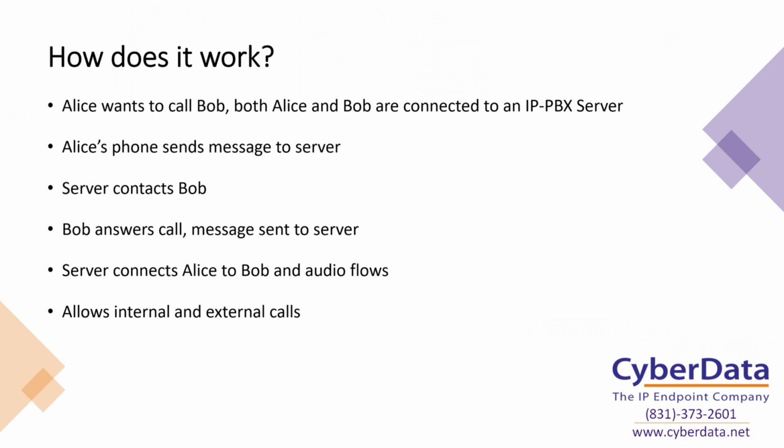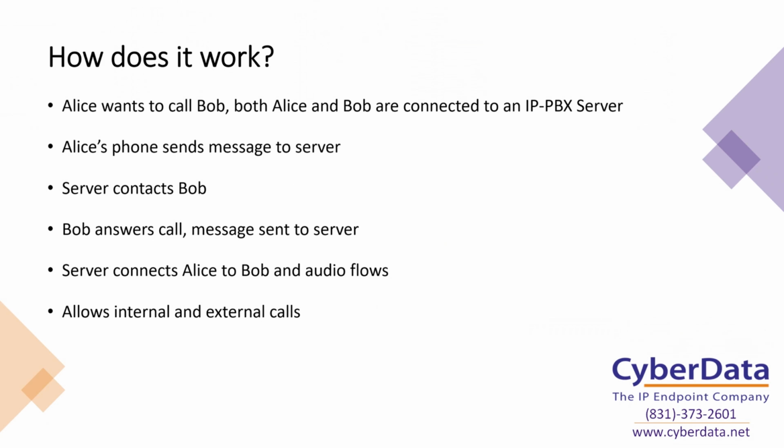So Bob answers the call. And when Bob picks up his handset, it sends a message back to the server that basically says, hey, the call has been connected. So then the server, playing the middleman, lets Alice know that Bob has answered his call and connects an audio path between the two. Sometimes that audio path goes through the server. Sometimes that audio path is directly between Alice and Bob. It varies depending on the provider that you're working with, network constraints, what have you.